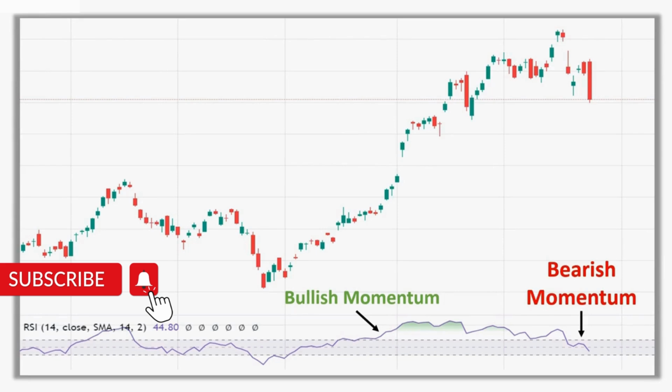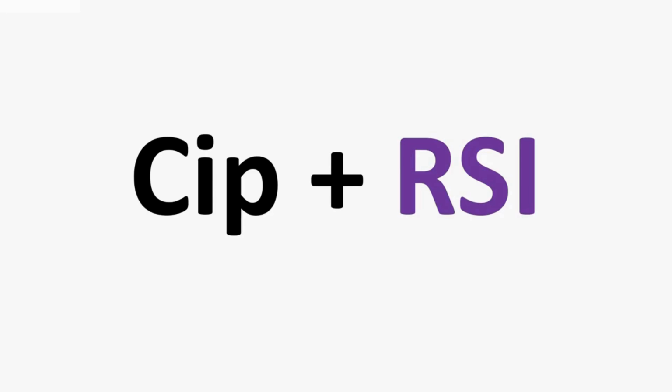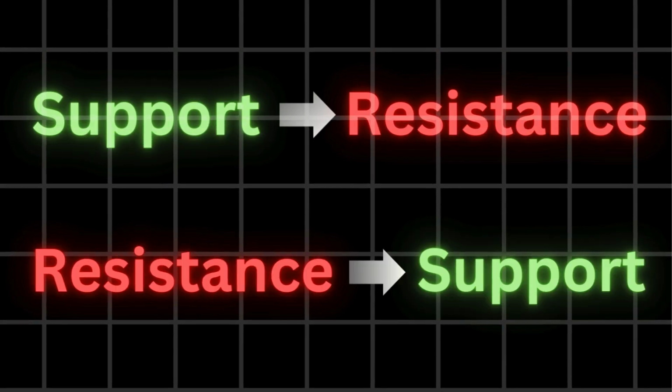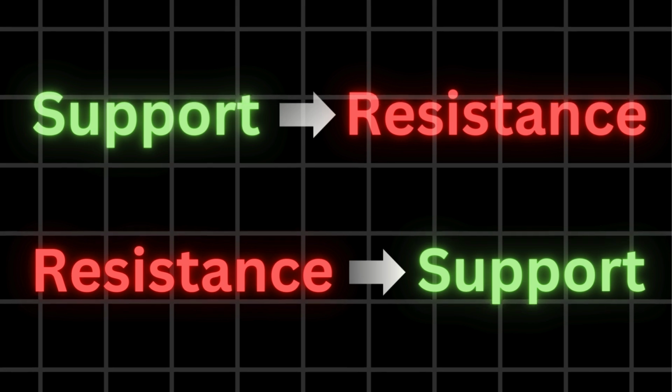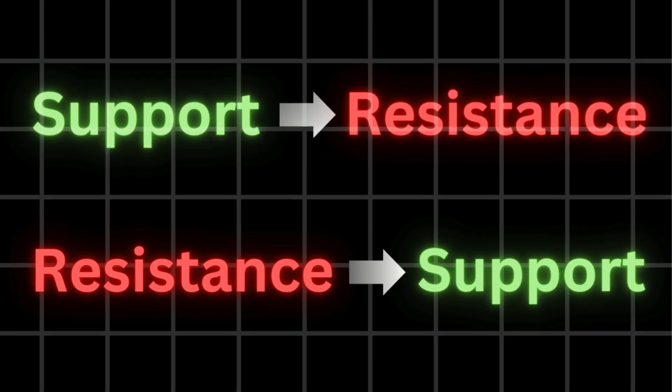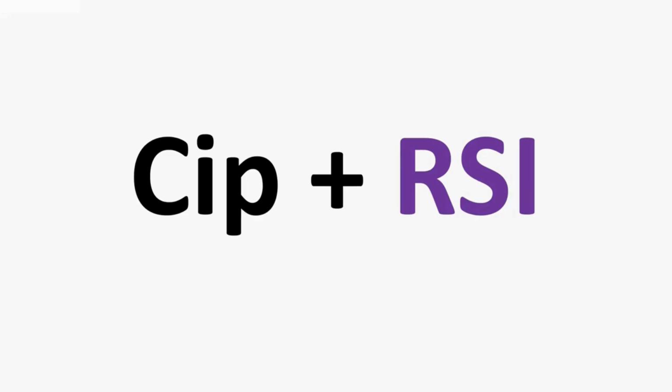Let us first understand a powerful combination with the RSI indicator, that is CIP plus RSI. I guess you know what CIP is. It means change in polarity. That means support becomes resistance, or resistance becomes support, that is, a change in its functionality occurs. And we are going to use this combination with RSI. I am going to show you some trades that I had done in the past 3 to 4 months based on this strategy, which turned out to be really powerful.